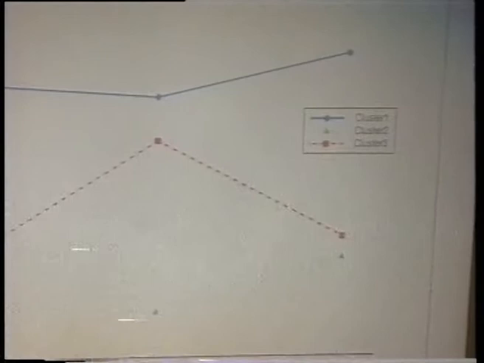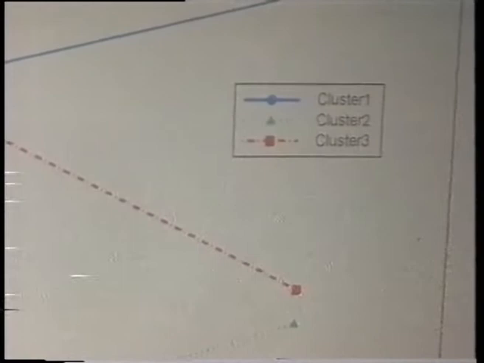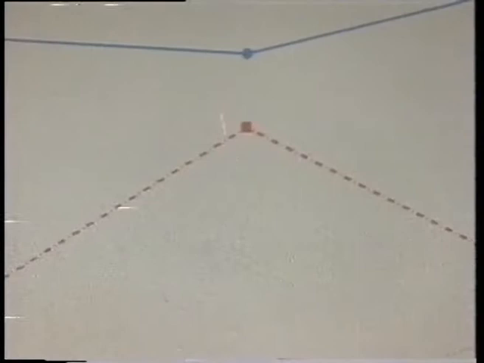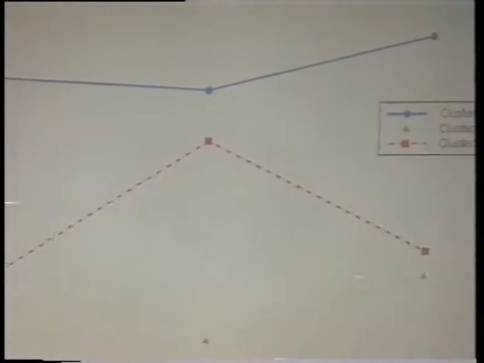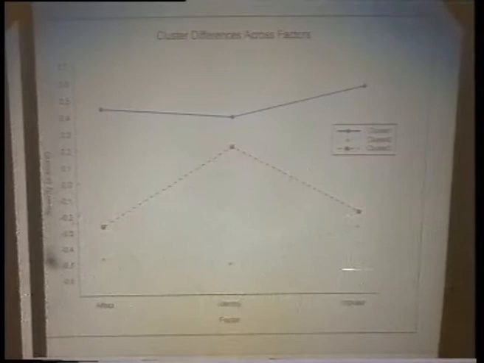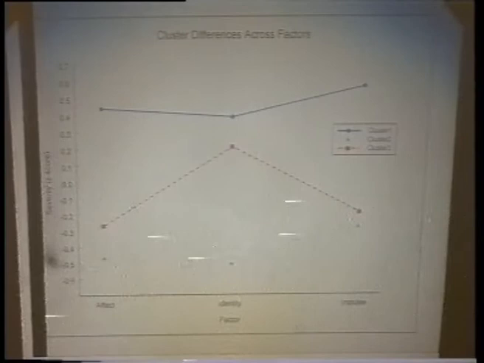It also means that this group, the narcissistic borderlines, are like cluster 1 in having a lot of identity diffusion. But they're like cluster 2 in being less impulsive. And they're also like cluster 2 in being less affective disordered.